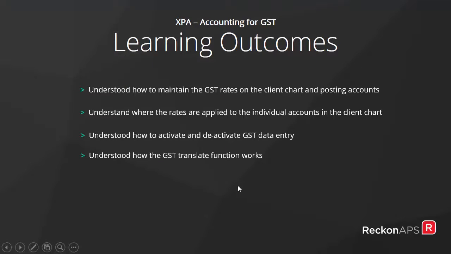Let's look at the learning outcomes. We've understood how to maintain the GST rates on the client chart and the posting accounts. We understood where the rates are applied to the individual accounts in the client chart. We understood how to activate and deactivate GST data entry and understood that the GST translate function works when transferring old rates to new rates. More information is available in your workbook.